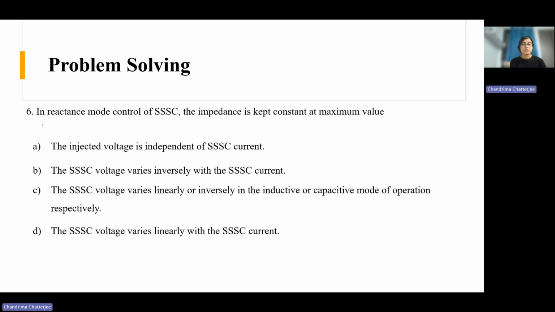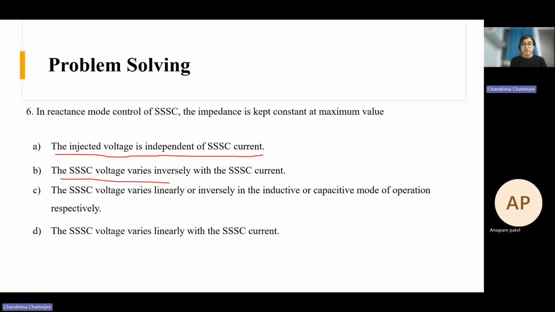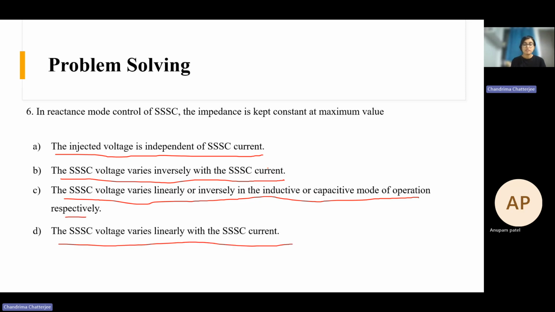Question number 6. In reactance mode control of SSSC, the impedance is kept constant at maximum value. Then which of the options are correct? The injected voltage is independent of SSSC current. The SSSC voltage varies inversely with the SSSC current. The SSSC voltage varies linearly or inversely in the inductive or capacitive mode of operation, respectively. The SSSC voltage varies linearly with the SSSC current.